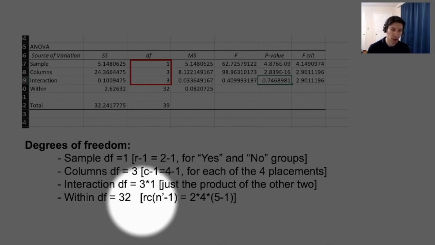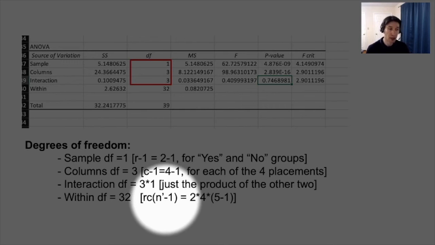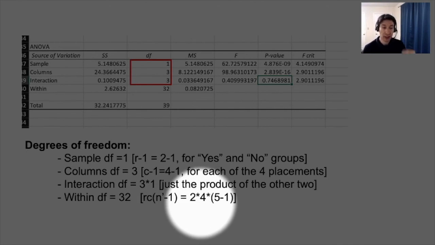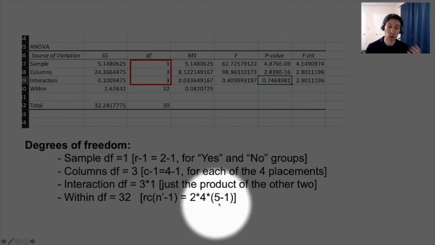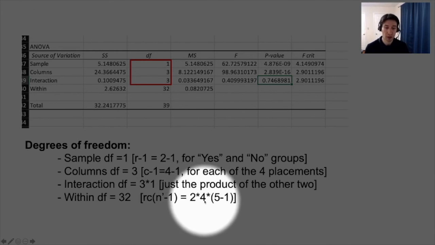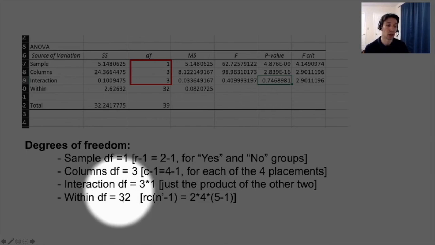Well, that one is the only one that's a little difficult. It's r times c times n prime minus 1. So what was r? It was 2, 2 factors in the rows. C was 4, 4 columns in the other factor. N prime was what? The number of observations per cell. So that was 5 minus 1 equals 4. So 2 times 4 times 4 is equal to 32.